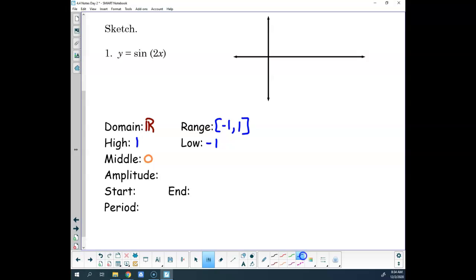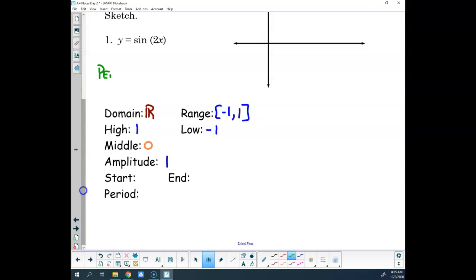Well, that was like 2 minutes ago. What did we talk about yesterday? The amplitude is 1 because the coefficient out in front of the sine is 1, right? Yep, so the amplitude is 1, so we can say all of that based off of the amplitude being 1. All right? So now, before we figure out the start and the end, we first need to find the period.